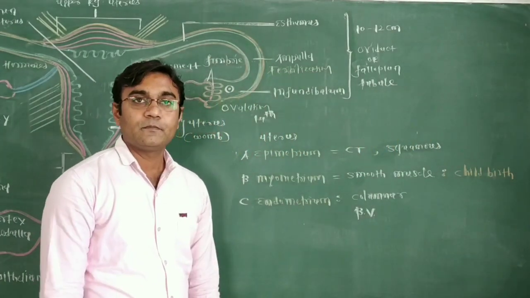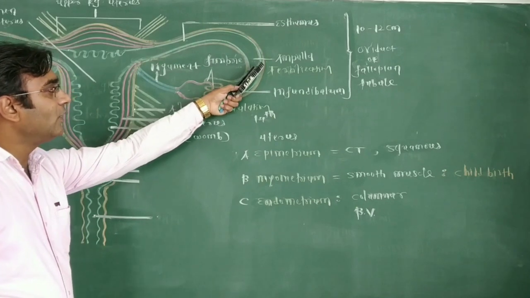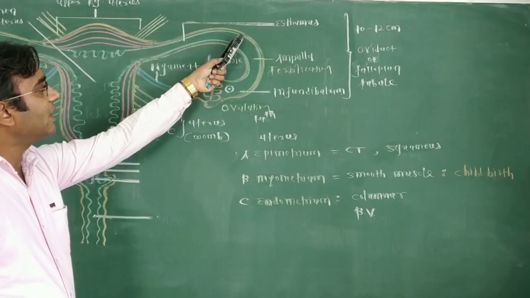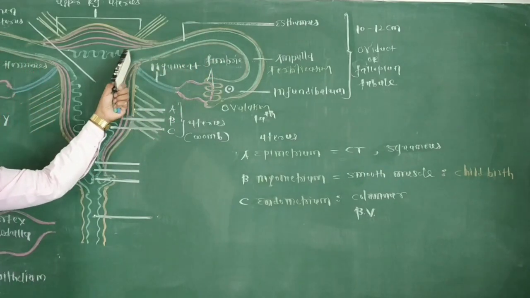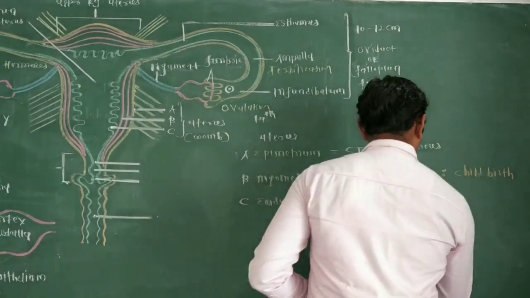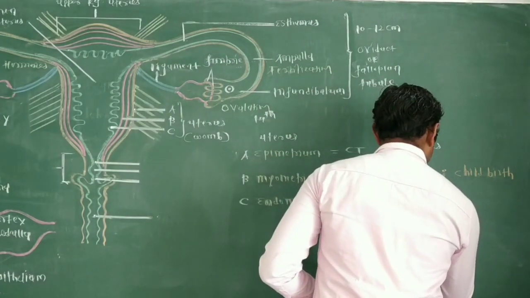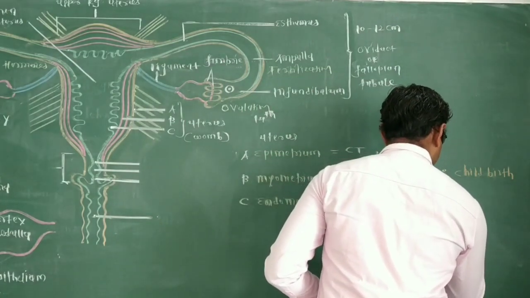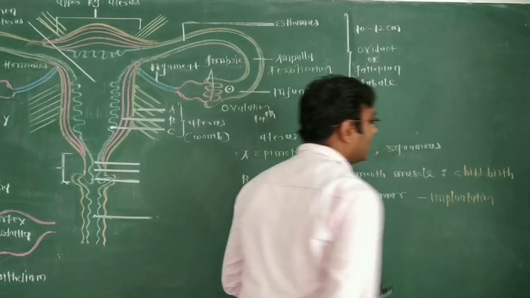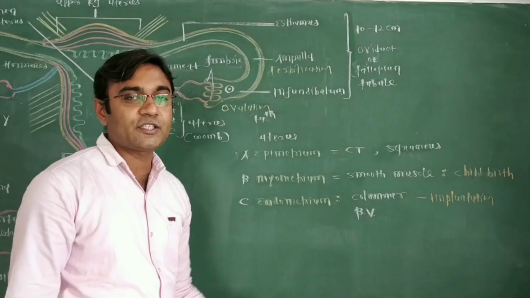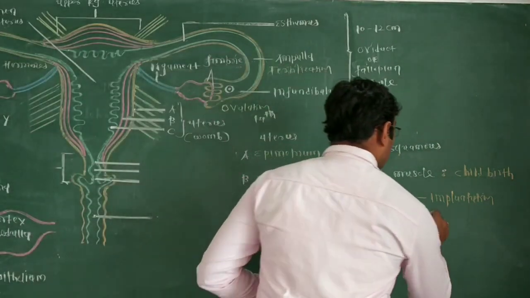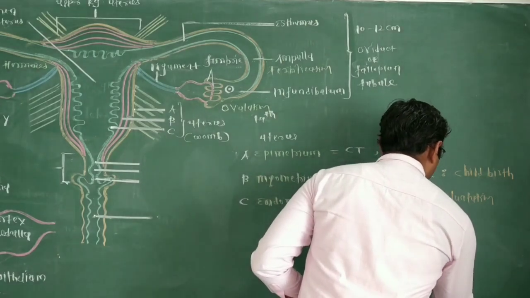Endometrium: if fertilization happens at the ampulla, a zygote forms. The zygote develops into an embryo, and the embryo implants on the wall of the endometrium. So the first function is implantation. After implantation, the embryo receives nutrition from the endometrium, so embryo development occurs.